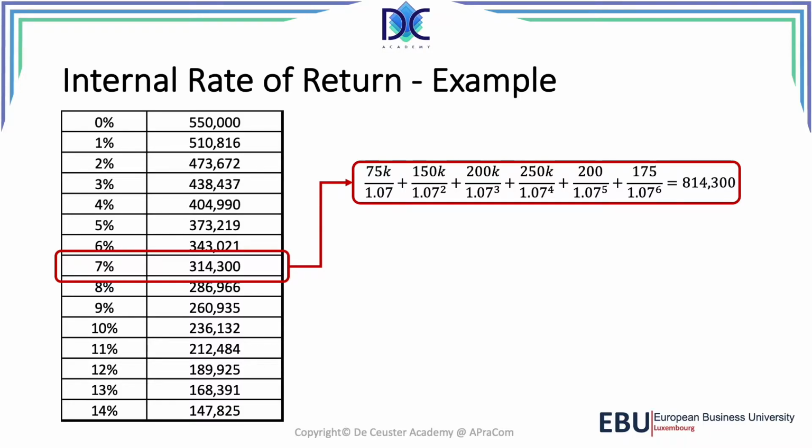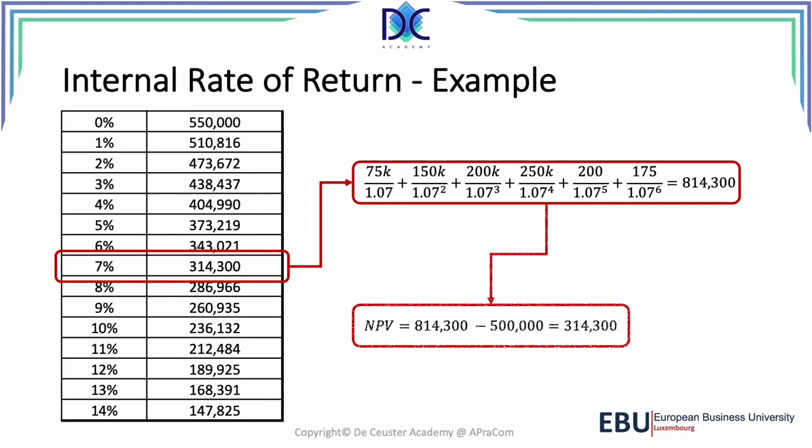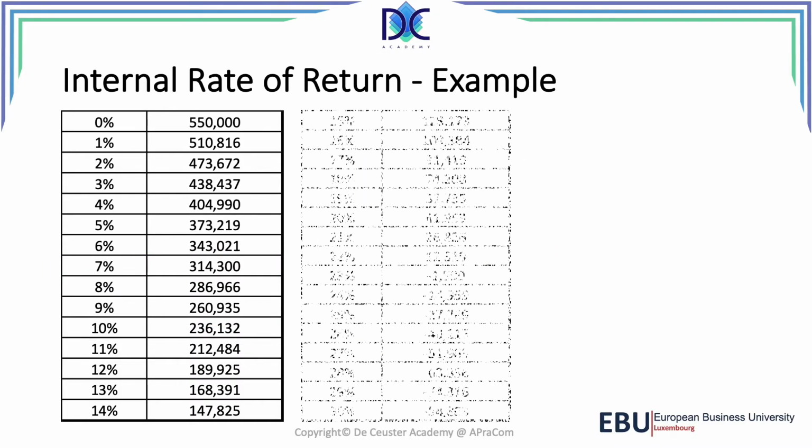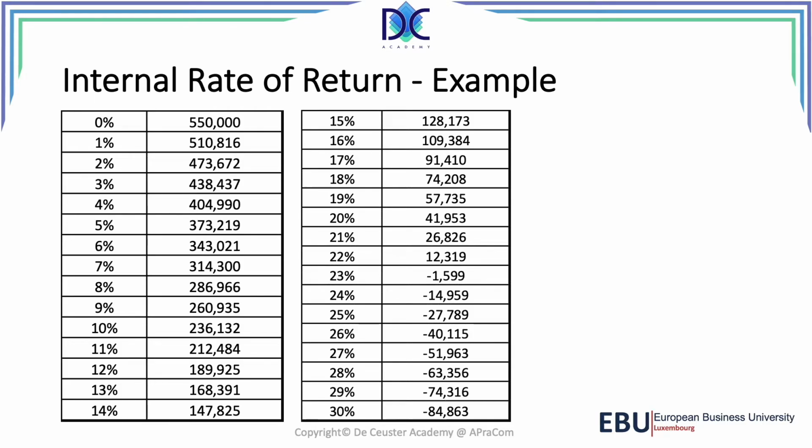175k divided by 1.07 to the power 6, which gives us 814,300. We can calculate the net present value, so we subtract the initial investment, which is 500,000, and we find 314,300. And we do that for all the values. We continue this table until we find a special element. When you look at it, between 22 and 23, we see that the value goes from plus to minus.